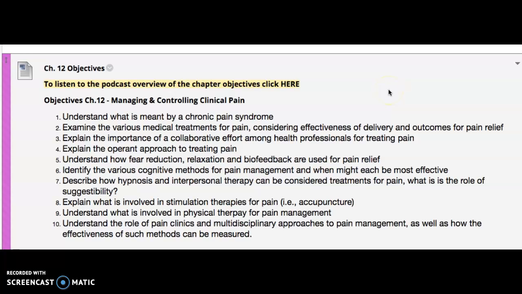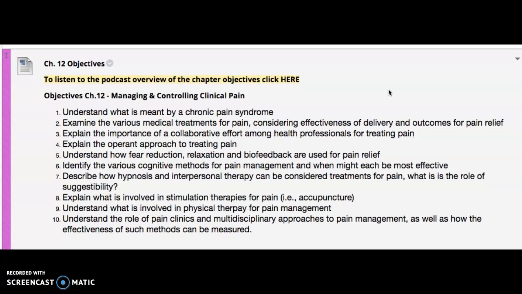This is a podcast overview for the objectives on Chapter 12, Managing and Controlling Clinical Pain. So the first part of the chapter will start out talking about chronic pain as a syndrome and how it is very different from acute pain. So some specifics about that.